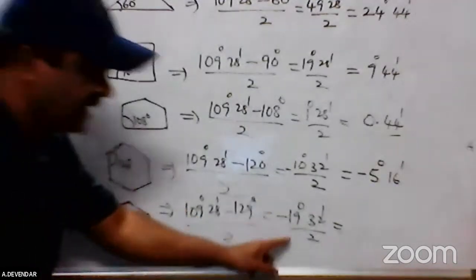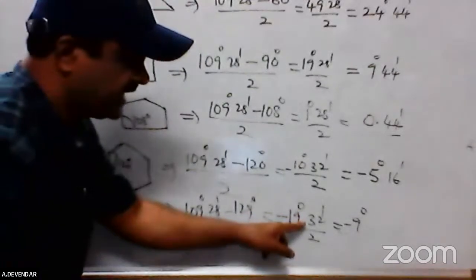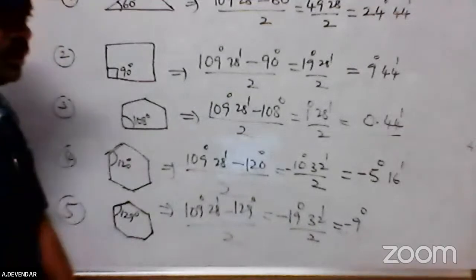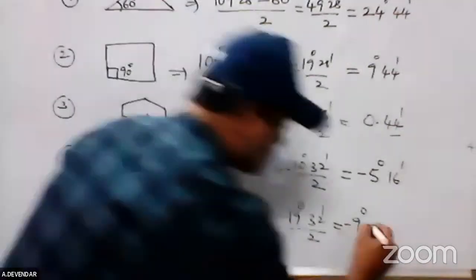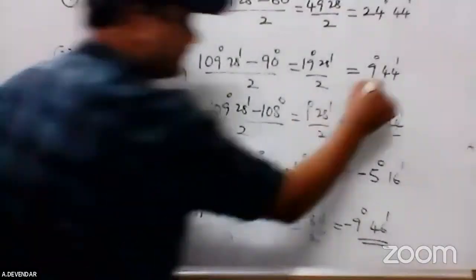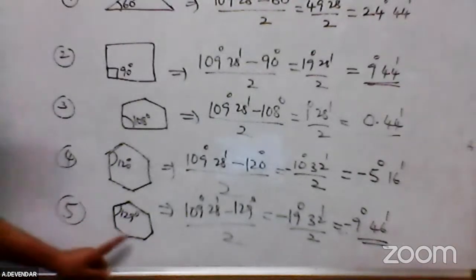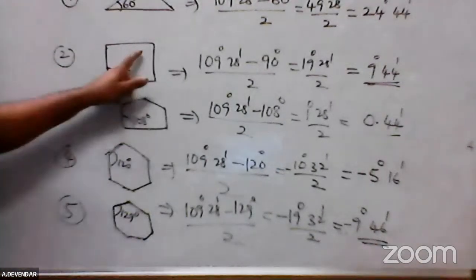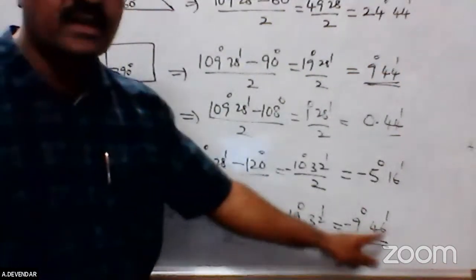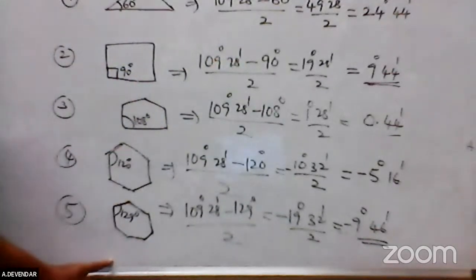Okay, so 1 degree means 60 minutes. 60 plus 32 is 92, and 92 divided by 2 is 46 minutes. See this one. The cycloheptane bond angle strain is almost equal to cyclobutane. Cyclobutane is 9 degrees 44 minutes, and this is 9 degrees 46 minutes. But these are not undergoing any chemical reaction.